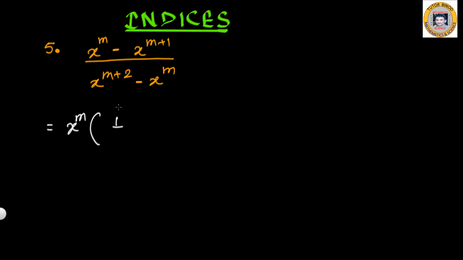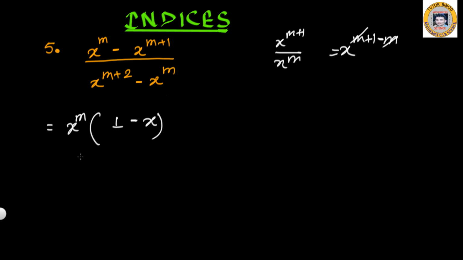Just 1, because if you divide this first term by the common term, you would get 1. X to the power m over x to the power m is 1. Similarly, if you divide x to the power m plus 1 by the common term, which is x to the power m, you would have x to the power m plus 1 minus m, which is x to the power 1, which is x by itself. So let me write x over here. The numerator side is done. Can you please do the denominator side?